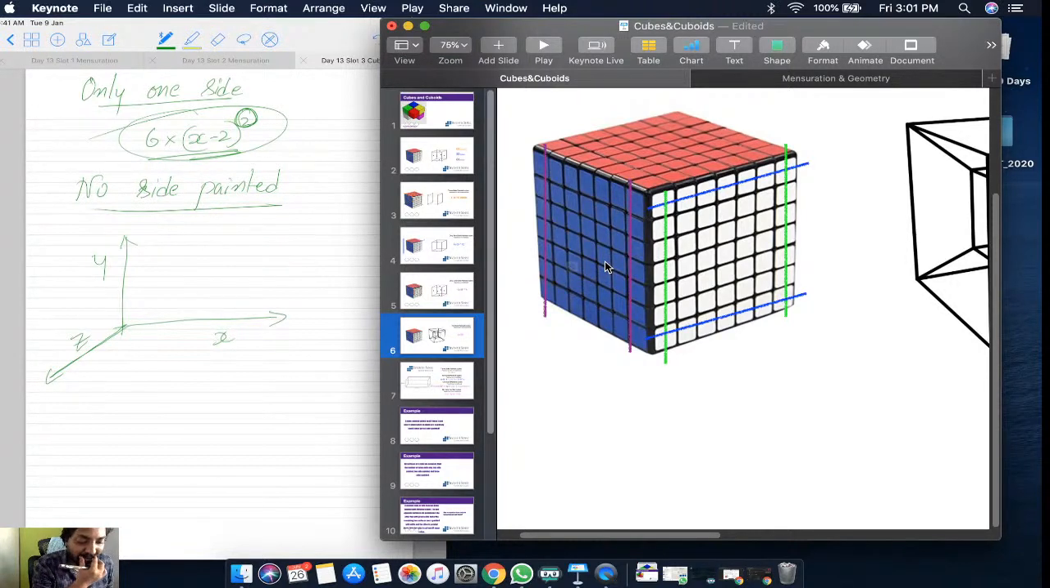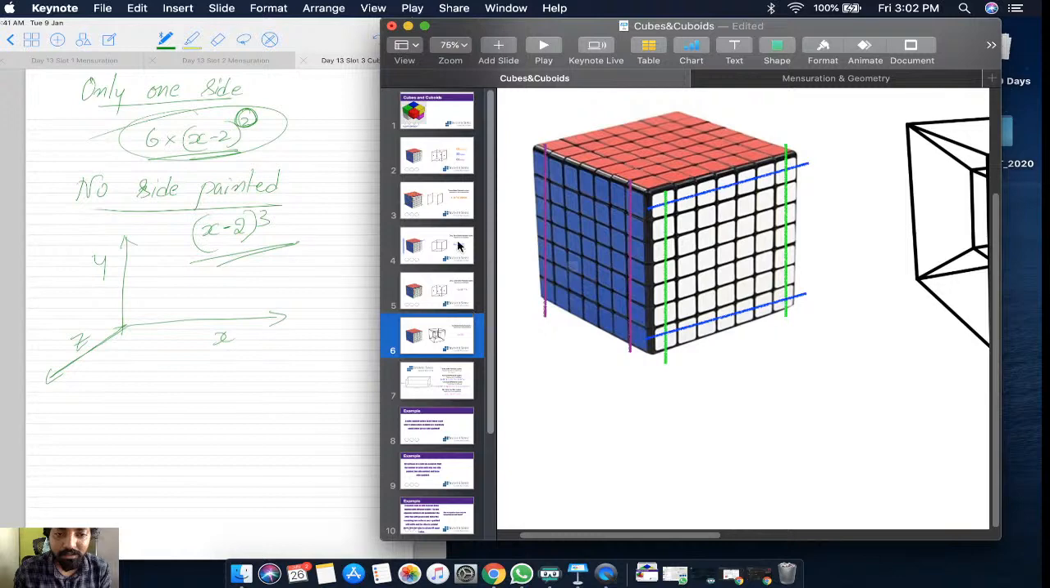If you remove all these layers, how much will be remaining? It will be x minus 2 whole cube. Likita, you were right. It will be x minus 2 whole cube. In each direction, you can consider only x minus 2 into x minus 2 into x minus 2. So the final answer is x minus 2 whole cube.